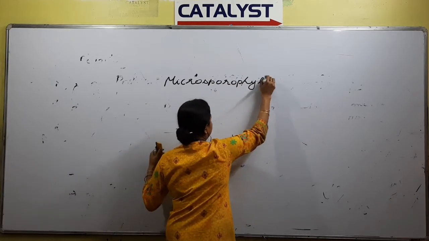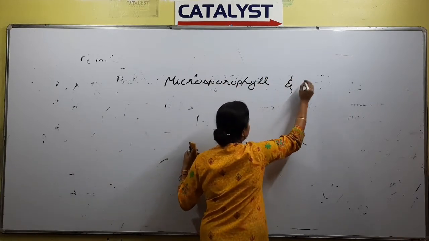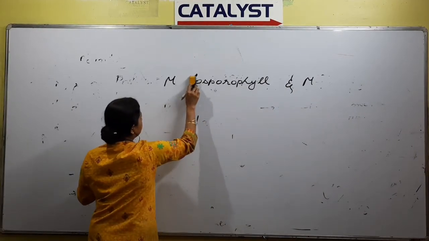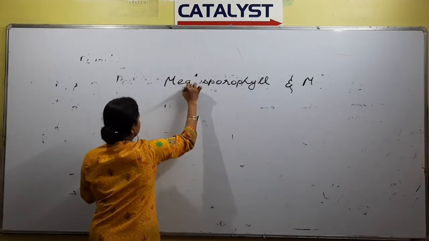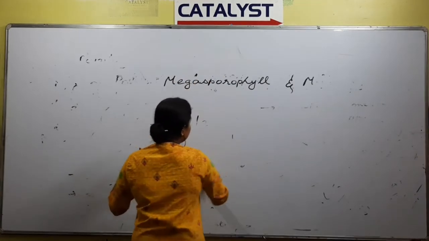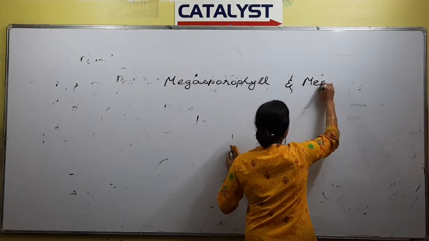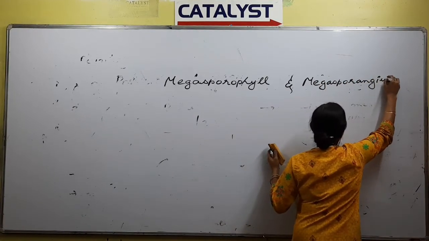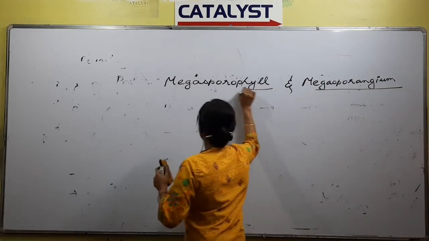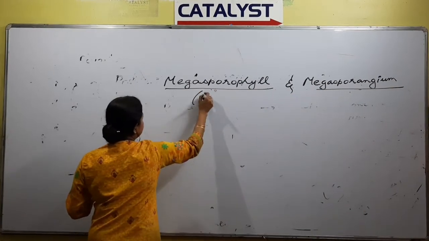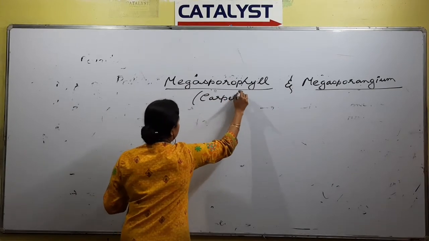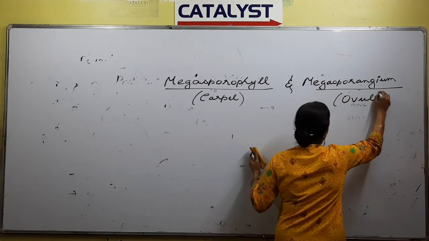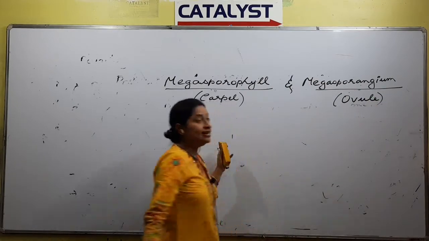We'll be talking about the microsporophyll and megasporophyll and megasporangium. So megasporophyll is nothing but the carpel, and megasporangium is nothing but the ovule. So we'll be proceeding towards the female part of a flower.